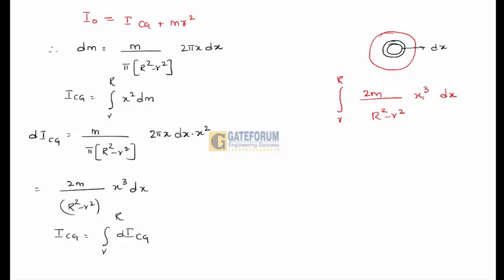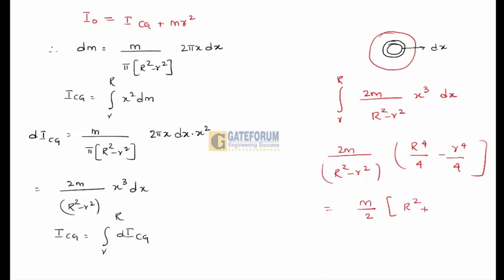Integration of x cube will be x power 4. Upper limit minus lower limit will be capital R power 4 minus small r power 4. So 2M by capital R square minus small r square into R power 4 by 4 minus r power 4 by 4. That gives you M by 2, take the LCM, cancel off, into R square plus r square on substituting. But he has given r square is equal to capital R square by 2.